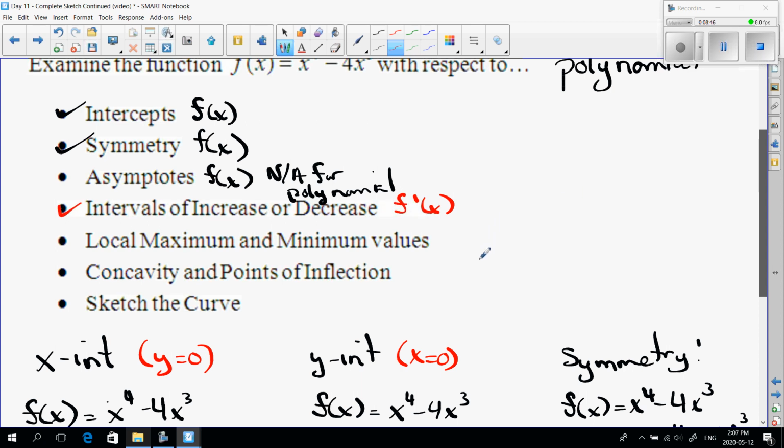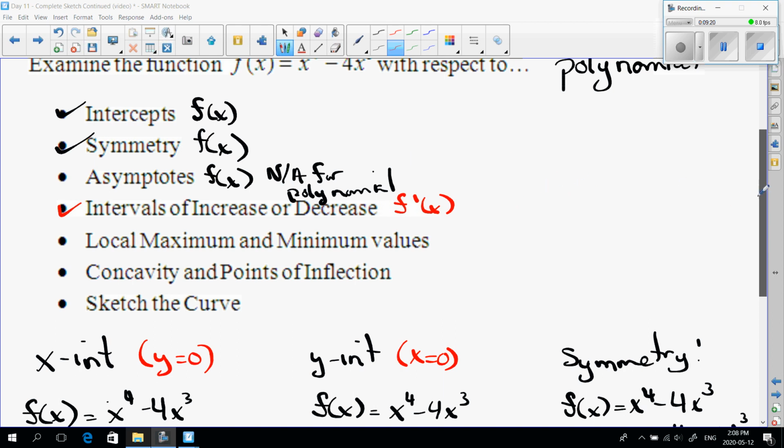Intervals of increase means your y values would be getting bigger, the function would be rising. Intervals of decrease means your y values are getting smaller. It also means that for intervals of increase, the slopes of your tangent lines are positive. Intervals of decrease, the slopes of your tangent lines are negative. I encourage you to look at the first derivative test, or the section on intervals of increase and decrease in your Teams app. I've posted the files there.